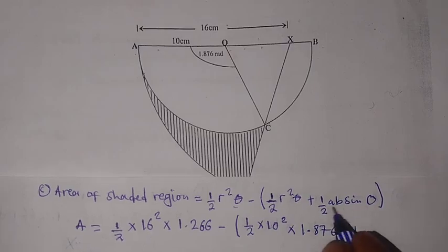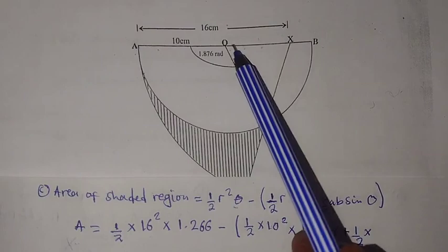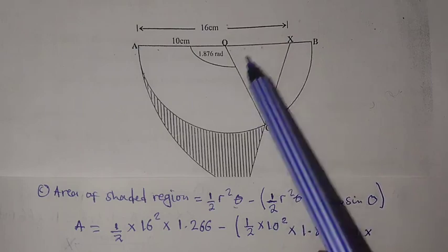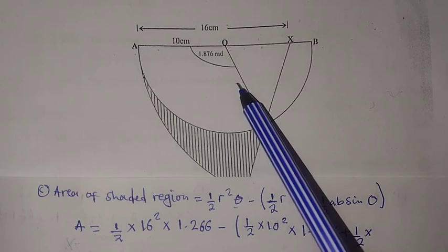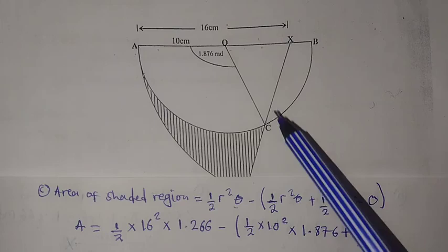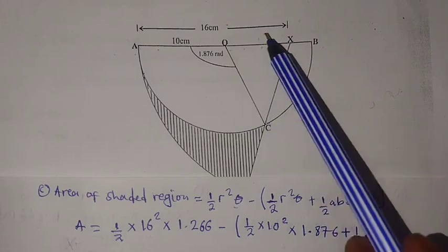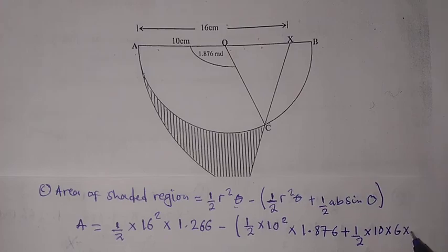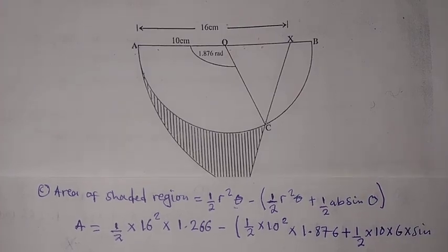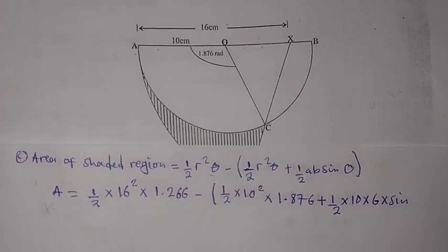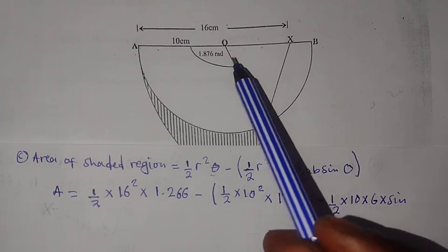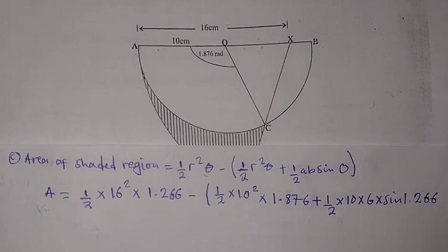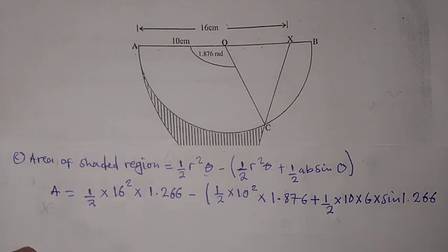Plus 1 over 2 times, since we are finding the area of this triangle OXC, we have these two sides, 6 here, then here there is a 10. The radius AO and OC are equal, so it's a 10 here also. So 10 and 6. We get 10 times 6, then times sine. What angle are we using? The angle that we found, which was right here, 1.266. Make sure that your calculator is in radians.